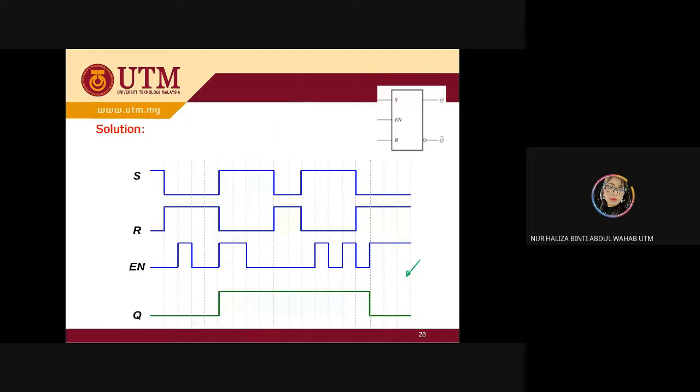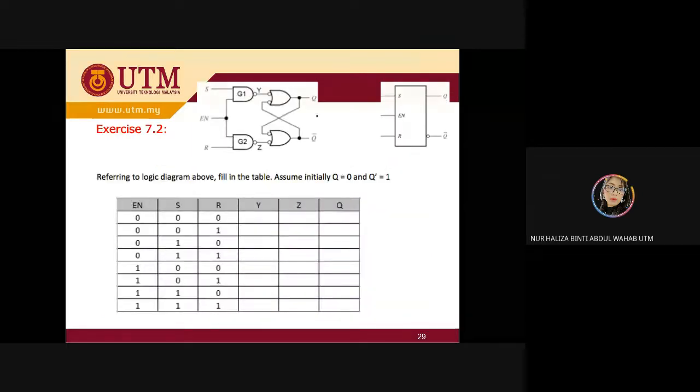Okay, any question? Easy, right? Free bonus mark for you because it's very easy.